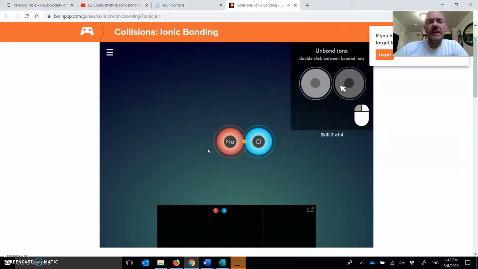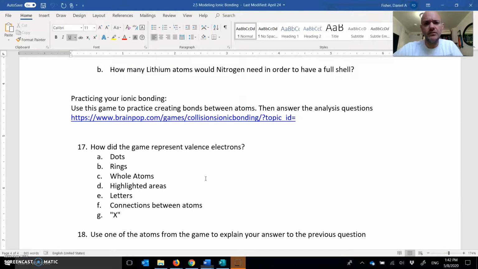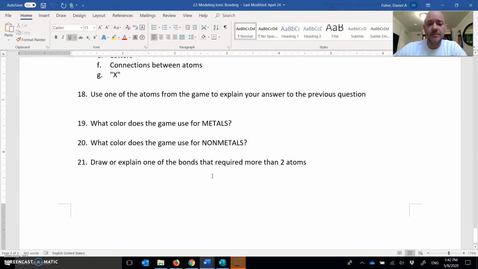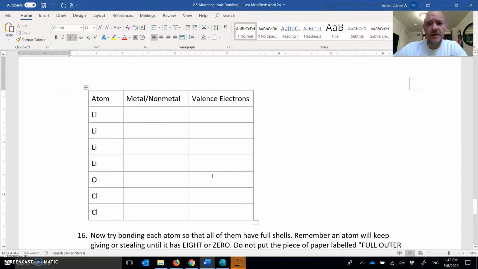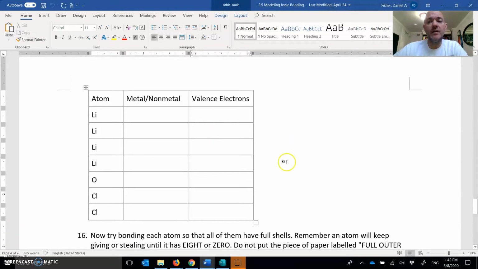So if it gets frustrating, keep trying. It's really good. It helps you figure things out. And that's all I'm going to say about that game. So coming back to modeling ionic bonding, you've got a few questions to answer about the game to think about, and that's about that. Good luck with this. I think there's a lot of different ways for you to help out your understanding here. And yeah, I'll see you in the next video.